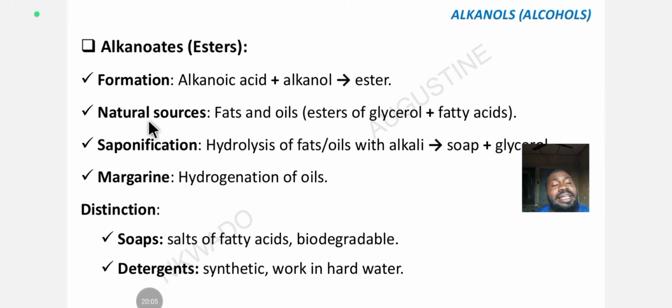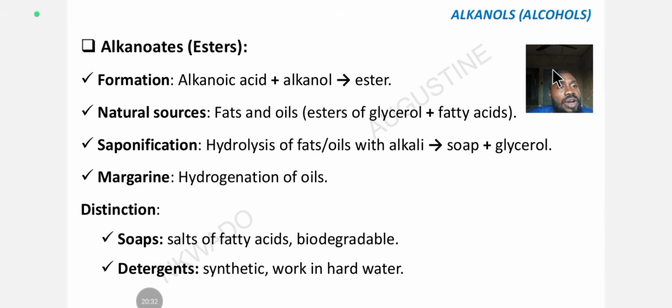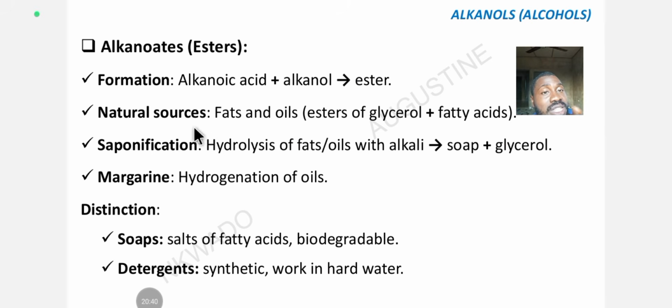All right. The natural sources of ester are fat and oil. They are found in fat and oil. We make use of them to make soap. Fat and oil are esters of glycerol plus what? Fatty acid. Remember, the final products of digestion of fat and oil are glycerol and fatty acids. Hope you know that. I already taught that in biology. Saponification: I told you that ester is used to make soap. Saponification is the manufacture of soap, the hydrolysis of fat and oil with alkali to form soap plus glycerol. What is the glycerol form? Propan 1,2,3 triol is the glycerol form. So when you hydrolyze fat and oil with an alkali, such as sodium hydroxide or potassium hydroxide, depending on the alkali chosen, you are going to get soap and propan 1,2,3 triol, which is our glycerol.